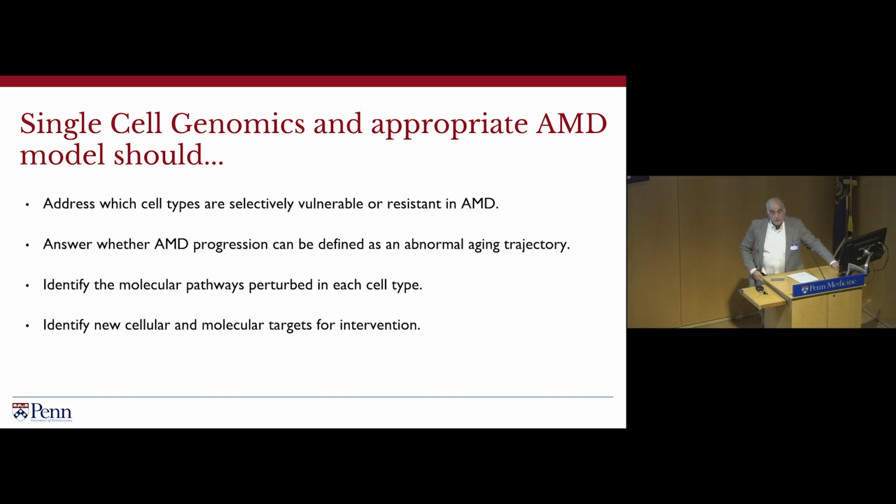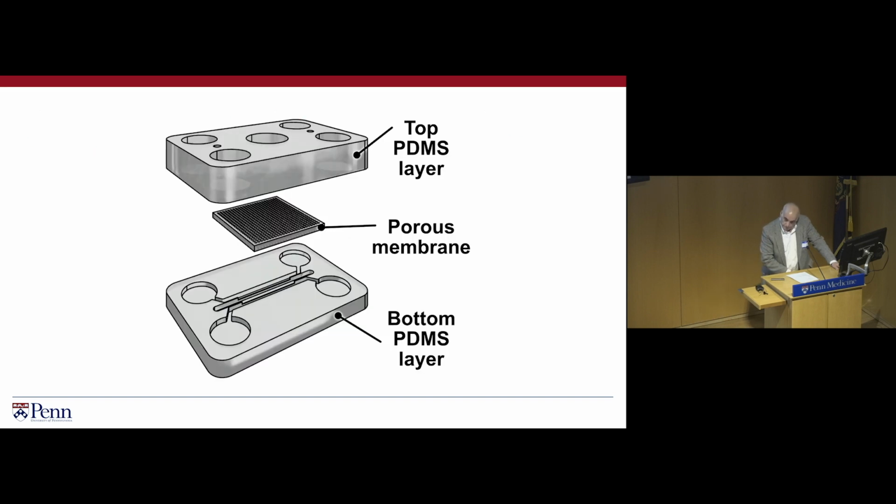So it's my opinion that with the use of single-cell genomics and using a model such as this, we should be able to address which cell types are selectively vulnerable or resistant in macular degeneration, answer whether AMD progression can be defined as an abnormal aging trajectory, and identify the molecular pathways perturbed in each cell type, as well as identify new cellular and molecular targets for intervention.